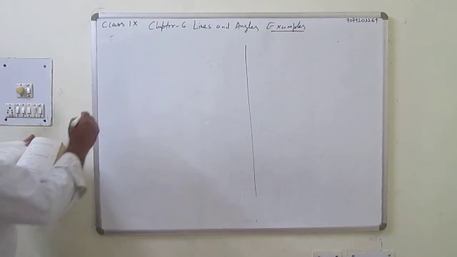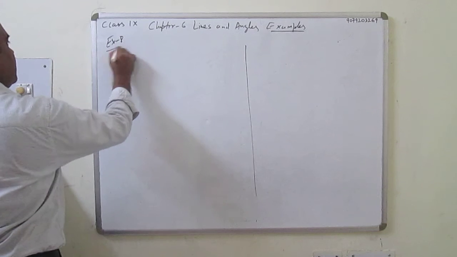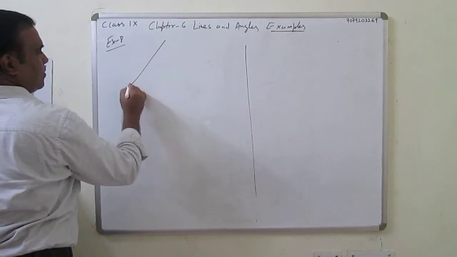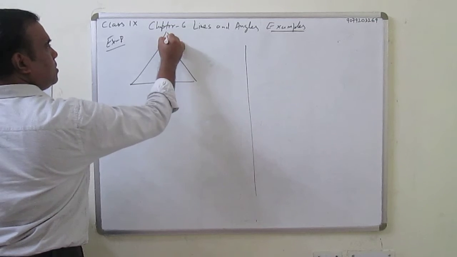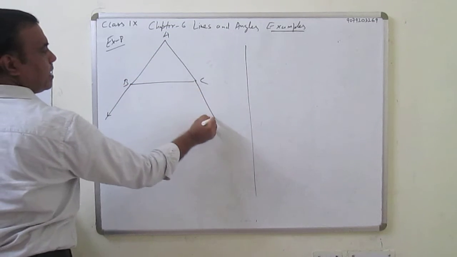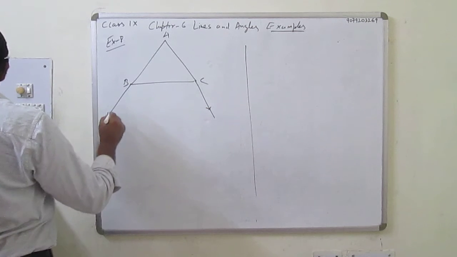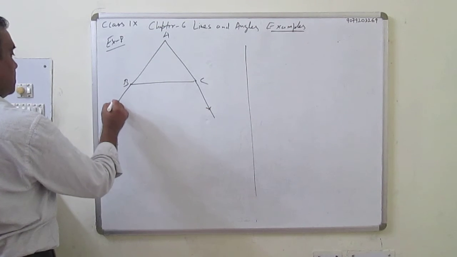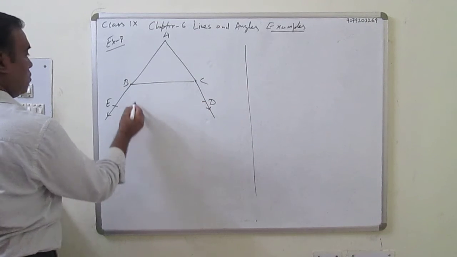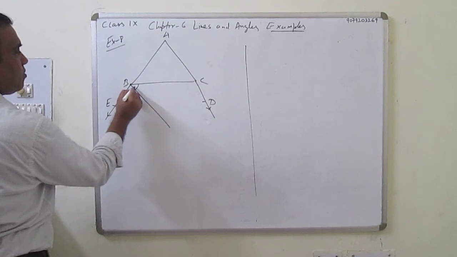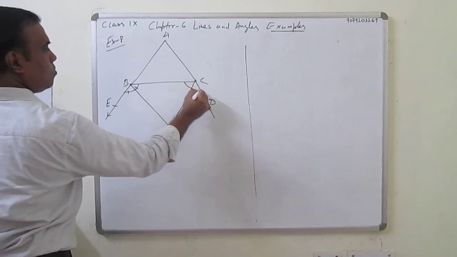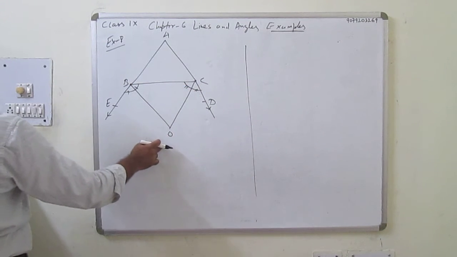Now I will take example 8. It is important: the figure is given to you, sometimes the figure is not given. This is the question: triangle ABC, produce AB and AC to points E and D. This is E, this is D. The bisectors BO of this angle and CO of angle C meet at O.